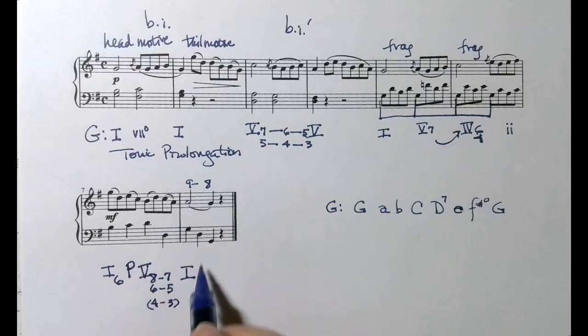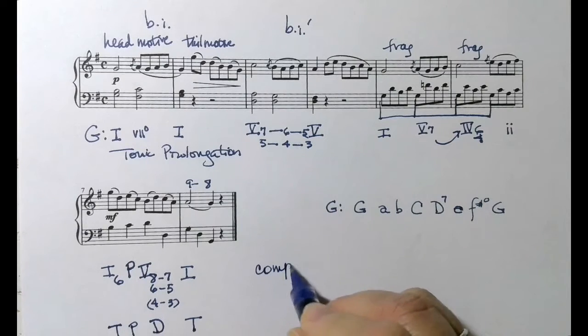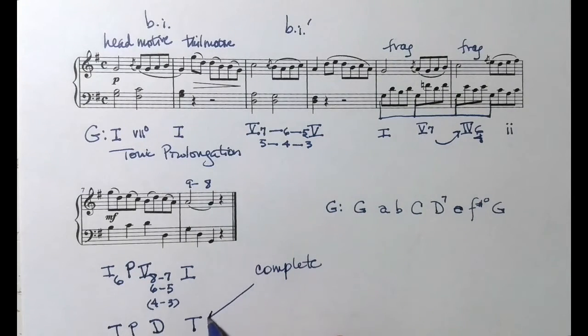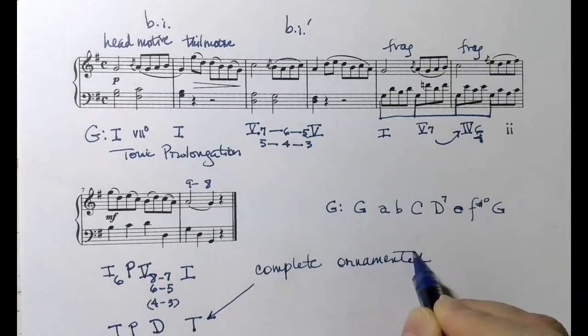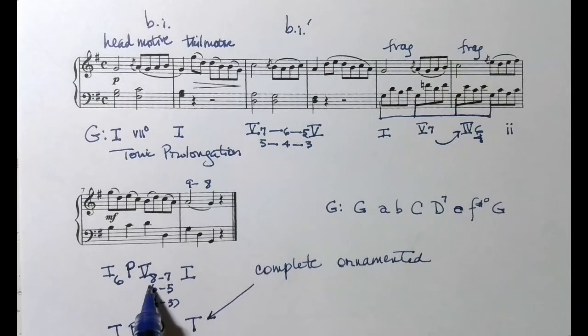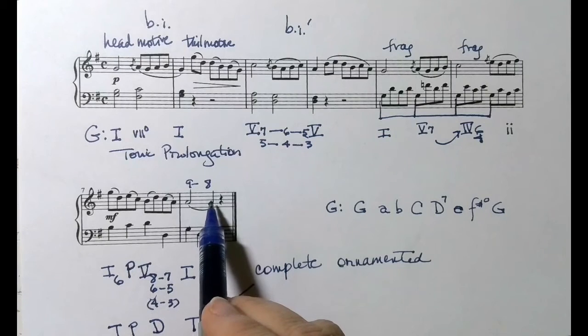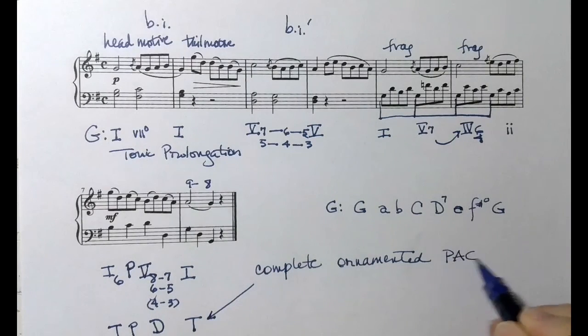This progression is tonic, predominant, ornamented dominant, going back to the tonic. So this particular cadential progression is complete because it's the complete cycle of harmonic function: tonic, predominant, dominant, tonic. It is ornamented, not only because we have a cadential 6/4, but also because of the 9/8 suspension, and it's a perfect authentic cadence.